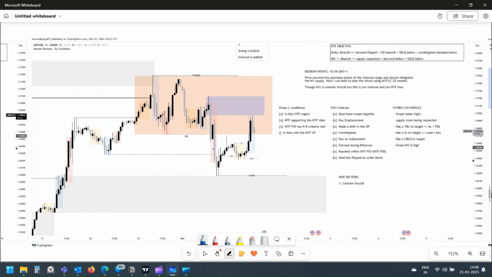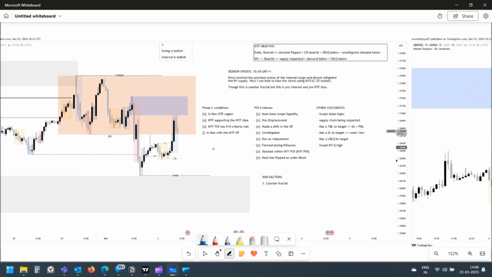So this is actually phase C, and again the POI criteria, the POI is high probability, the phase C condition is strong, and this is not in line with the medium time frame order flow, but with a strong bearish bias and with a lot of buy side liquidity below, and with the high probability POI, and with a lot of confluences for me to support, I can just neglect this fractal structure confluence.